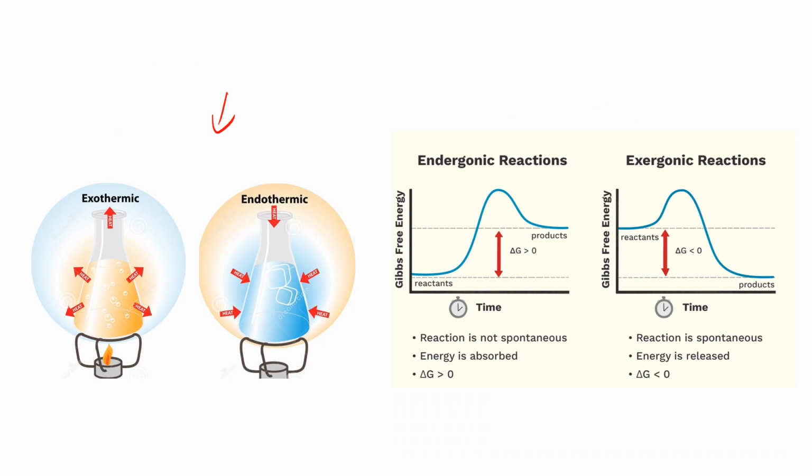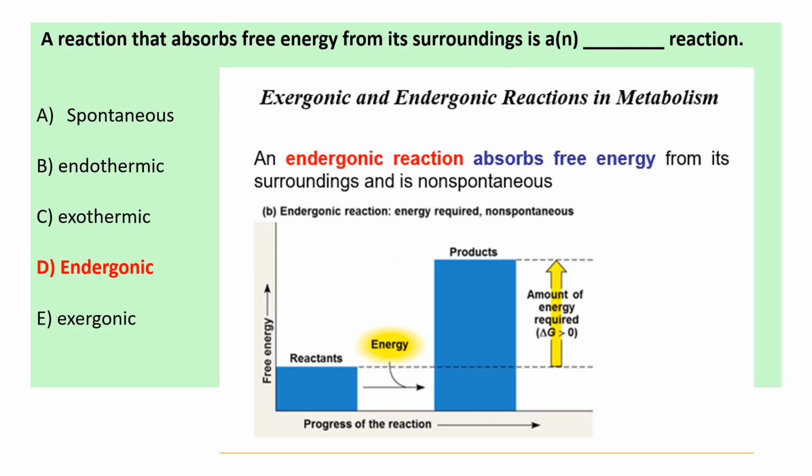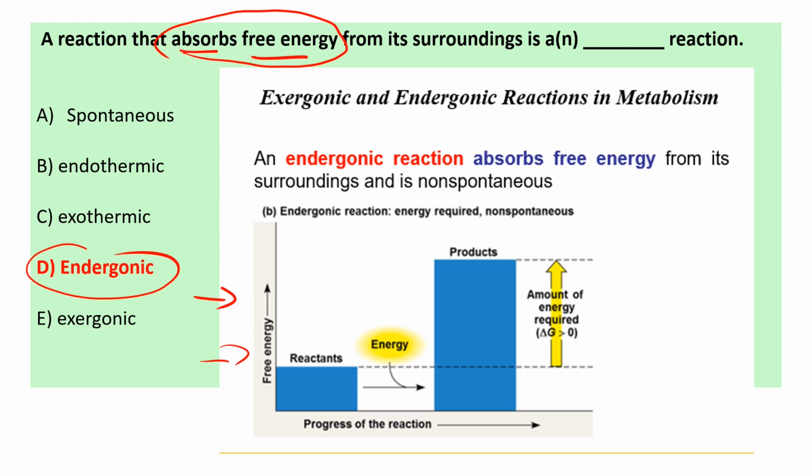Just for you to remember, in this one we're talking about heat transfer, and here we're talking about delta G, so free energy, the one that we can use to do some work. Again, if you go to the slides of the video lecture, we talk about that, and it is also in your textbook. So the answer again is endergonic, because it absorbs free energy. Just knowing this, absorb and free energy, you right away know that they are talking about endergonic reactions.